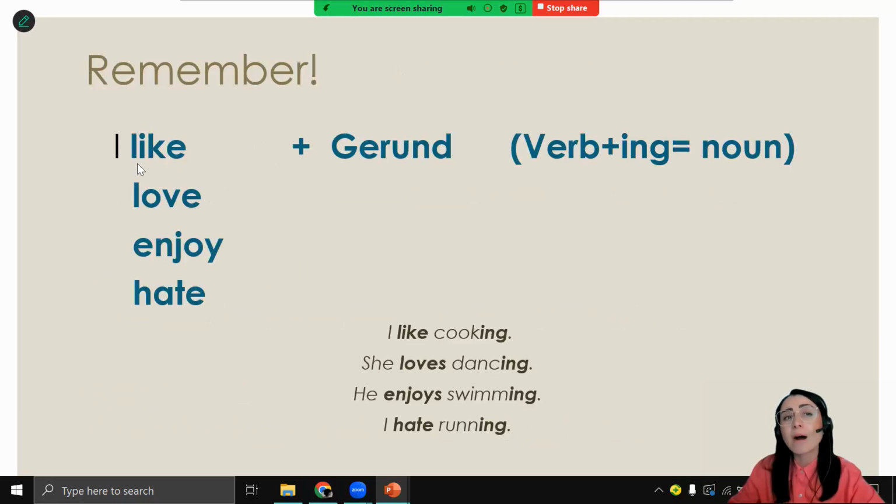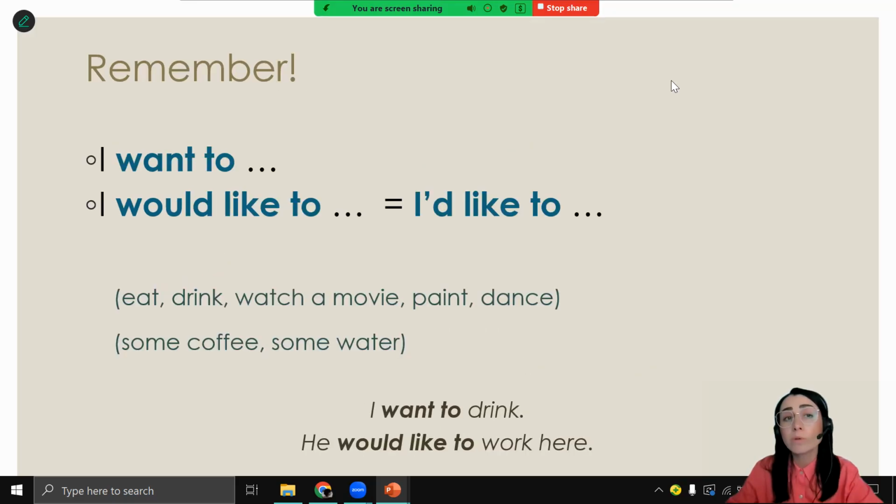Pay attention that after these verbs, like, love, enjoy, and hate, we should use gerund. Gerund means verb plus ing ending, and it becomes a noun. So, for example, the verb cook plus ing ending becomes the noun cooking. On this slide, you should remember that after words like, love, enjoy, and hate, we usually use gerund, the word with ing form. I like cooking. She loves dancing. He enjoys swimming. I hate running.